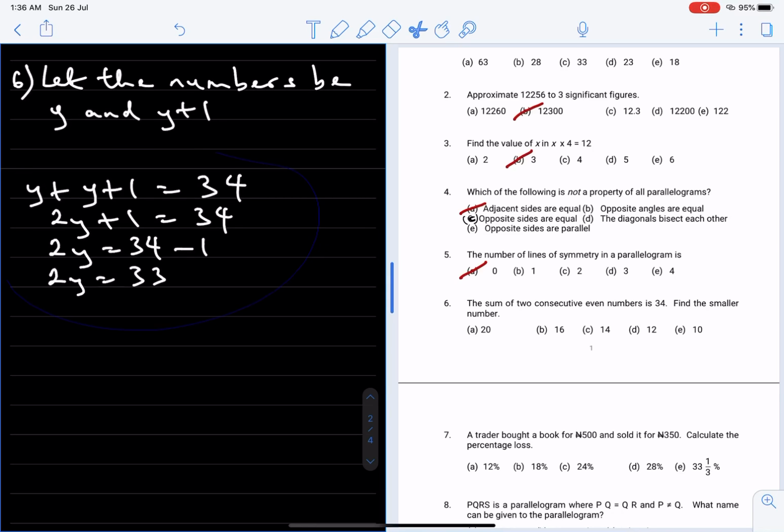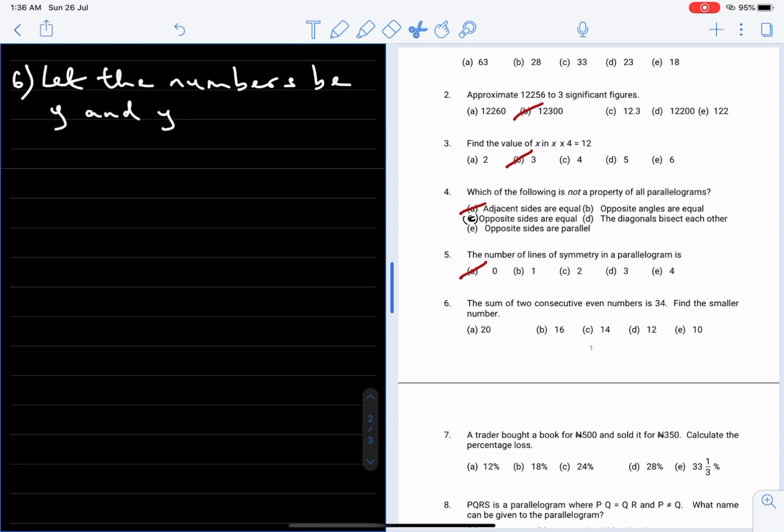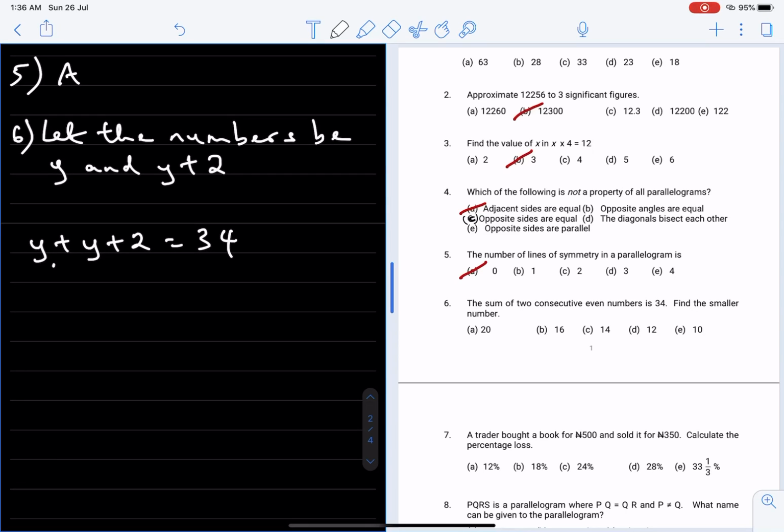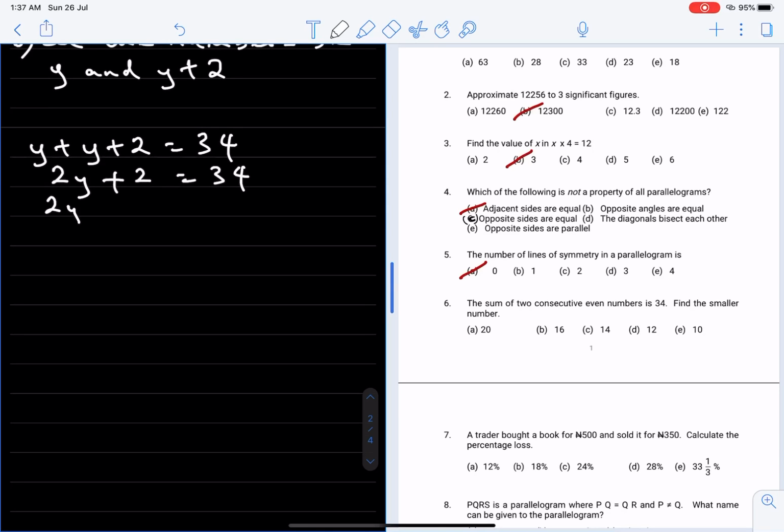Sorry about that. It's supposed to be the sum of two consecutive even numbers. So the small one is going to be Y. If the small one is Y, the big one will be Y plus 2. So let the even numbers be Y and Y plus 2. The sum of the two consecutive even numbers will be 2Y plus 2, and that's equal to 34. So that simply means 2Y equals 34 minus 2. And that means 2Y equals 32. We divide both sides by 2 to get Y. And that means Y equals 16.